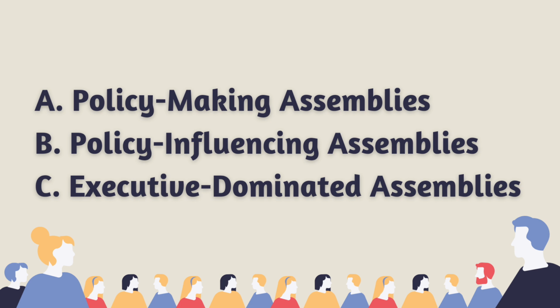So for number two, the policy-influencing assemblies. These assemblies can influence policy, but they mostly react to proposals from the executive branch. They do not have full control over public policy but can modify or delay it. For number three, the executive-dominant assemblies. These assemblies have very limited influence on policy and often just approve the executive's decisions. They are sometimes called rubber stamps. So those are the three types based on their level of power.